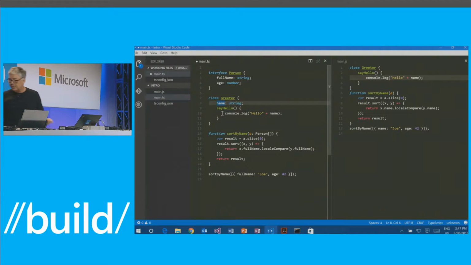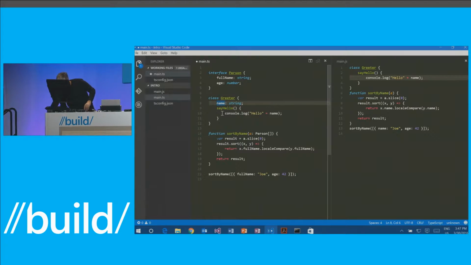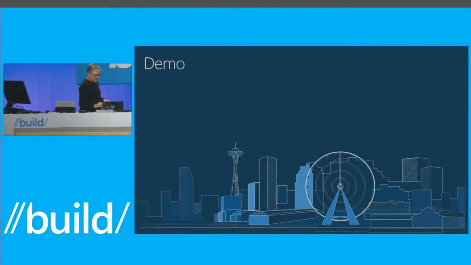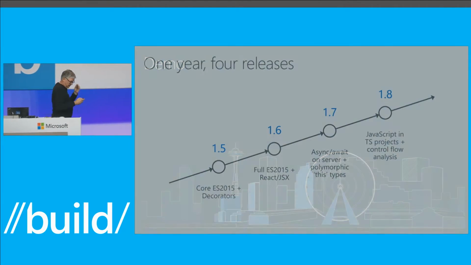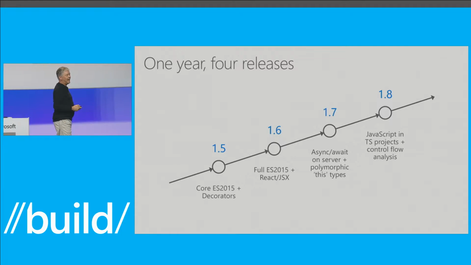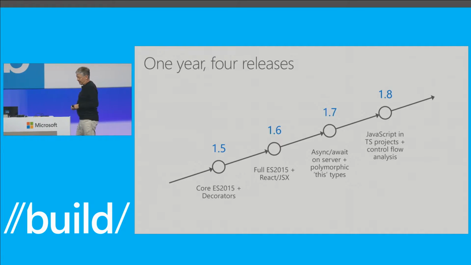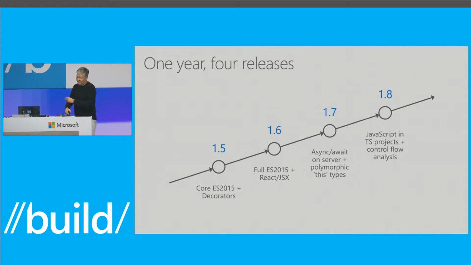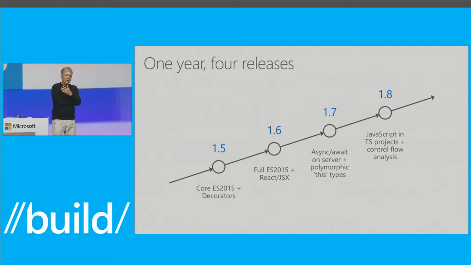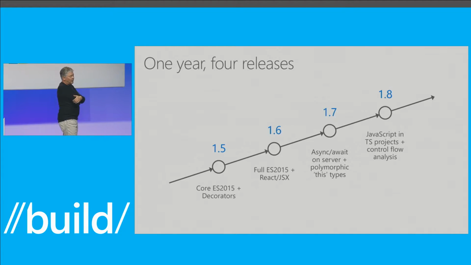Let me try to go back to the slides. And let's talk a little bit about where we are right now. So in the last year, we have released 4 versions of TypeScript. The team works really fast. We tend to be on a 3 to 4 month cadence.